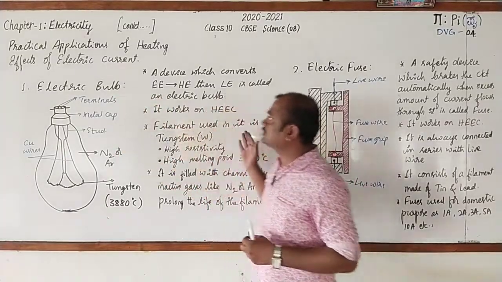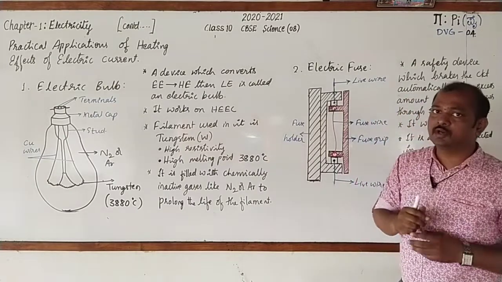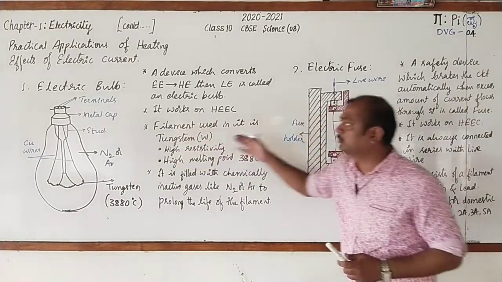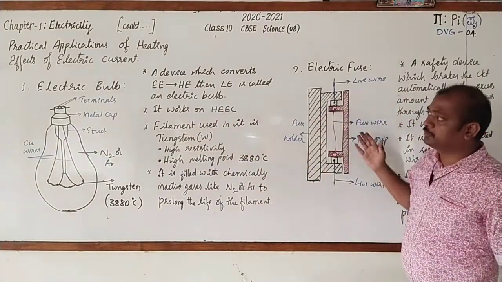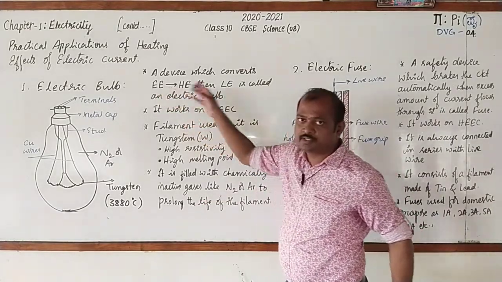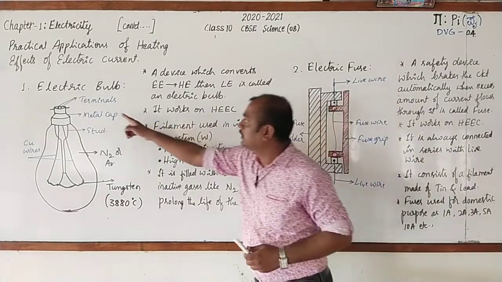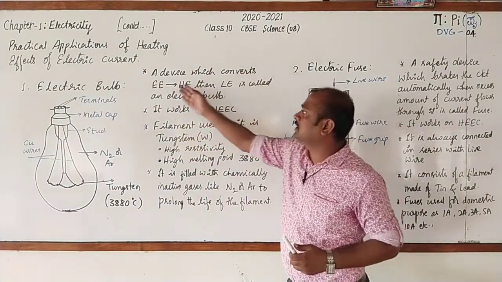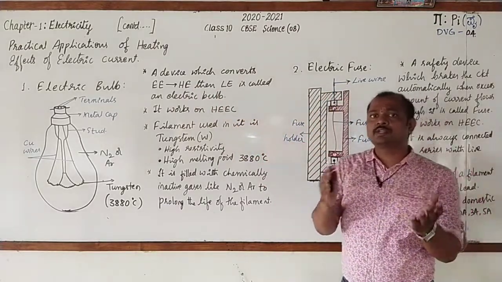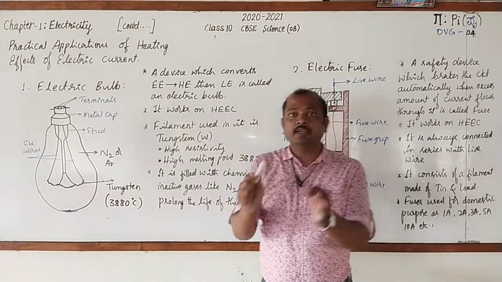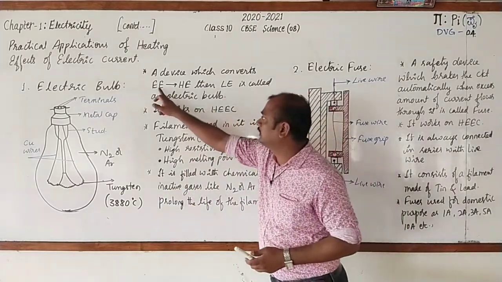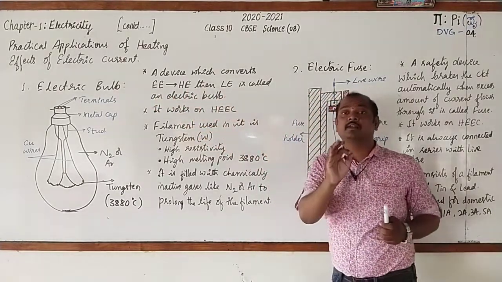Just go through these two electrical components which work on the heating effect of electric current. I have already explained both of them, and I have given the information also. You have to copy these points. Before that, just go through these points one by one. An electric bulb is a device which converts electrical energy into heat energy, then light energy. Even the question can be asked like this: write the energy conversion that takes place in an electric bulb. You have to write electrical energy into heat energy, then light energy.